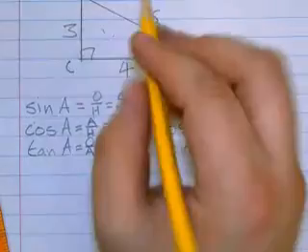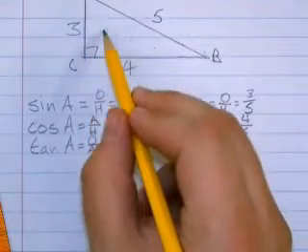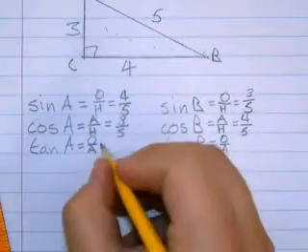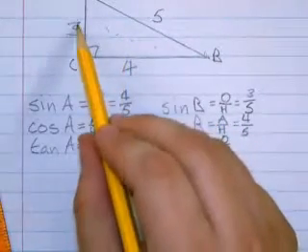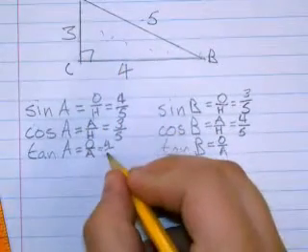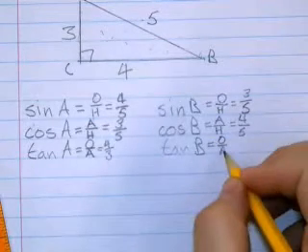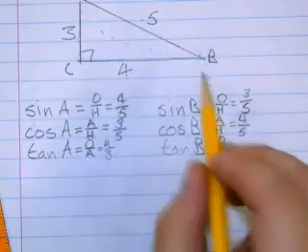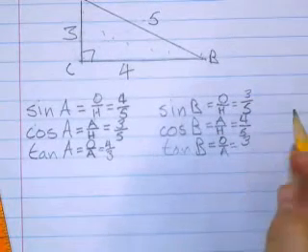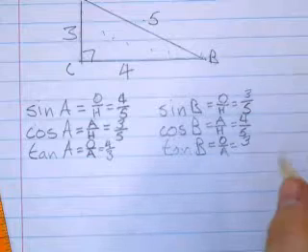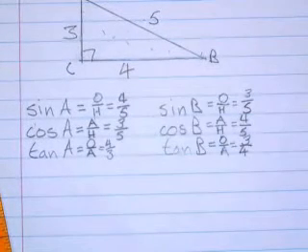Well, let's start with angle A. What's the opposite of A? We start at A, we come down, go across, it is 4. What's the adjacent of A? 3. Alright, now what's the opposite of B? 3, because I go across here. What's the adjacent of B, I'm sorry? 4. Okay.